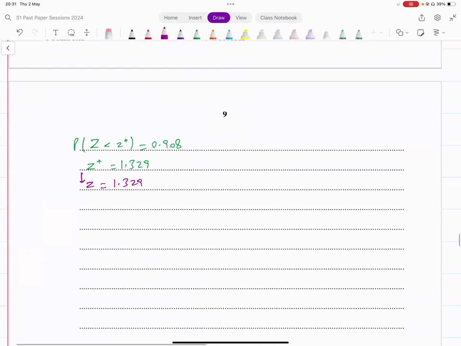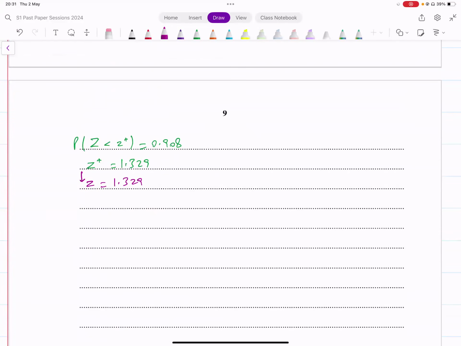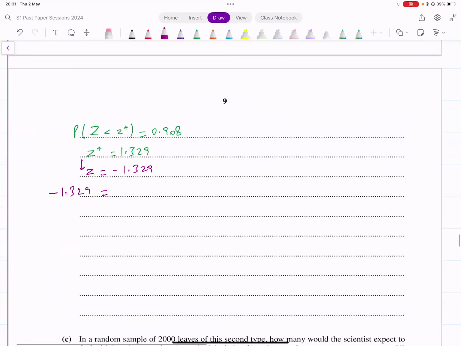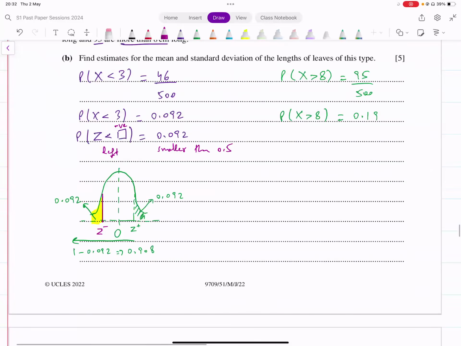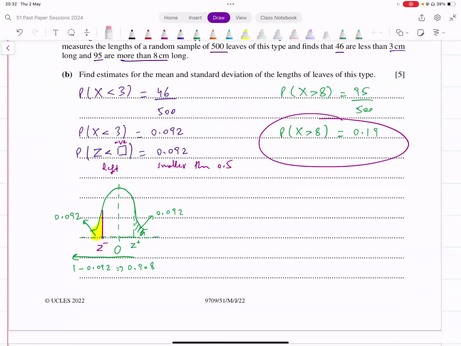Okay. Now that we know this, now put this in the formula. Z equals x minus mu over sigma. So this is negative. Let's put negative here: minus 1.329 equals x, and in place of x we've got 3 here, minus mu over sigma. This is one equation that we've got. Now, using the same method, we would derive another equation from this.